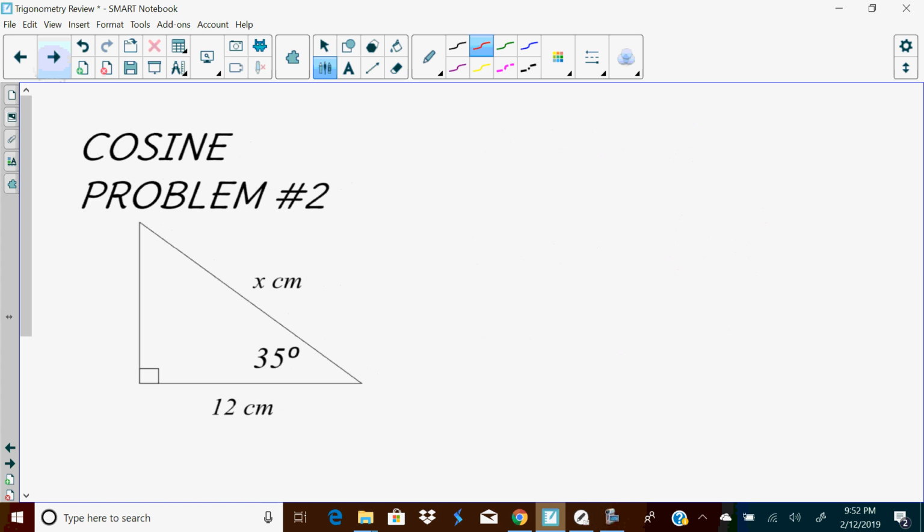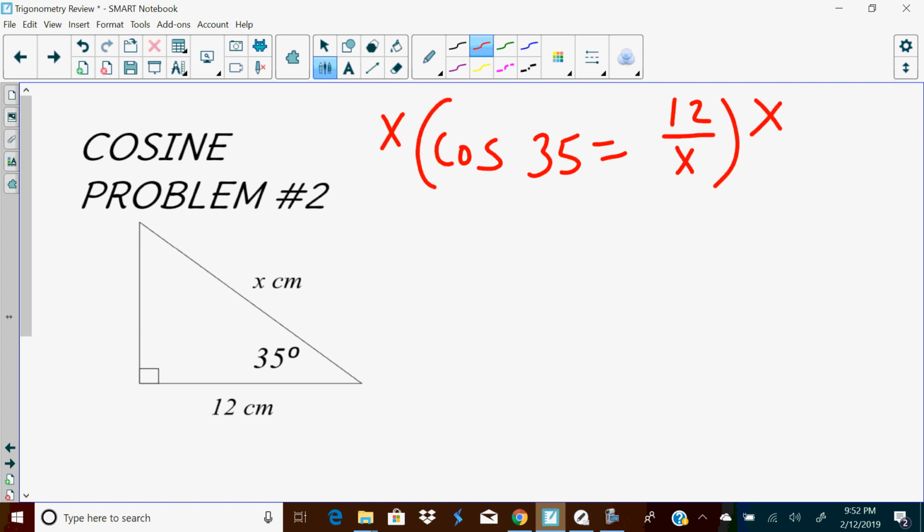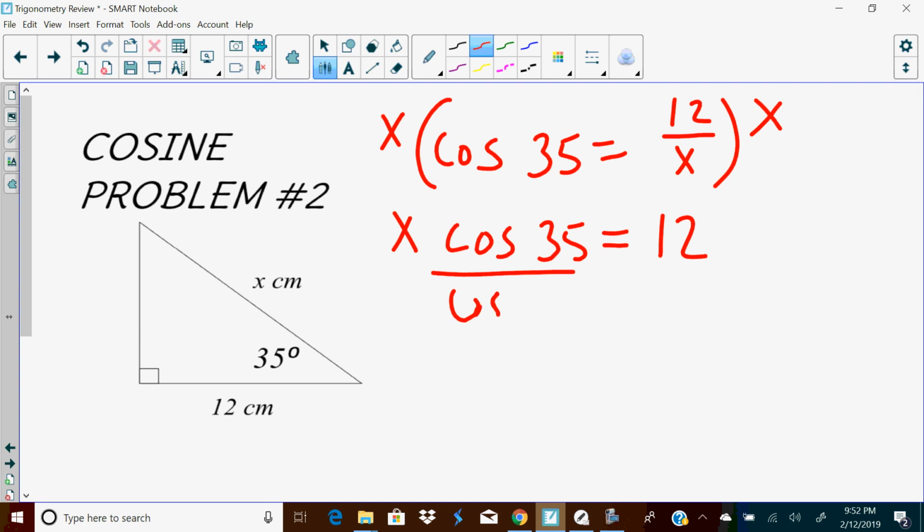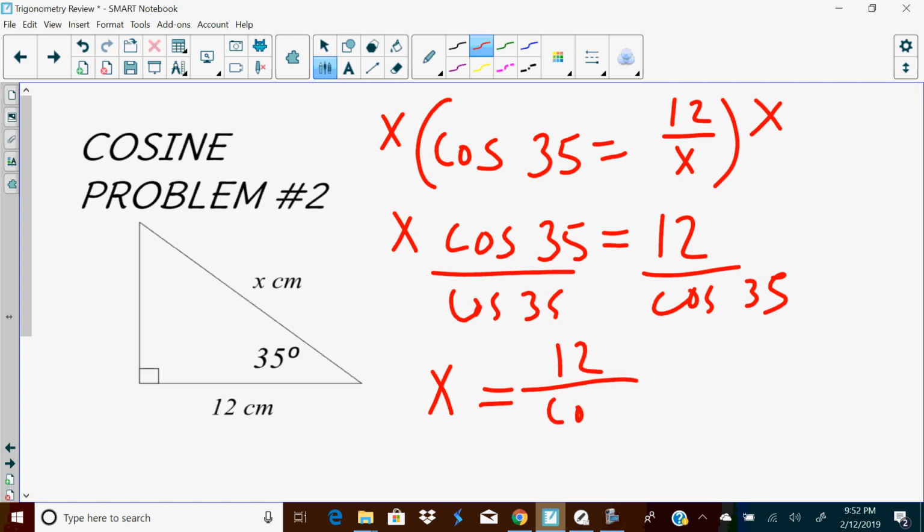Next one, I'm missing the hypotenuse, so I can find the cosine of 35. It equals the adjacent over the hypotenuse, so it's going to equal 12 over x. Multiply both sides by x. Then I divide by the cosine of 35. So I get x equals 12 over the cosine of 35. Put that into my calculator. And I get x equals 14.6.